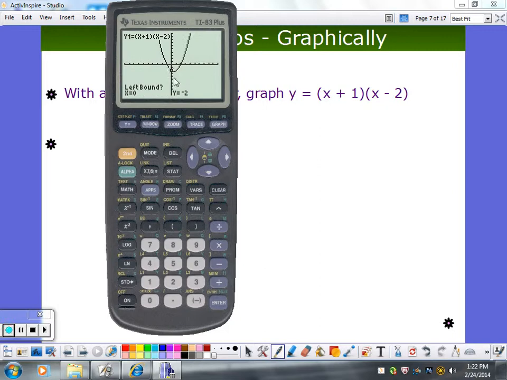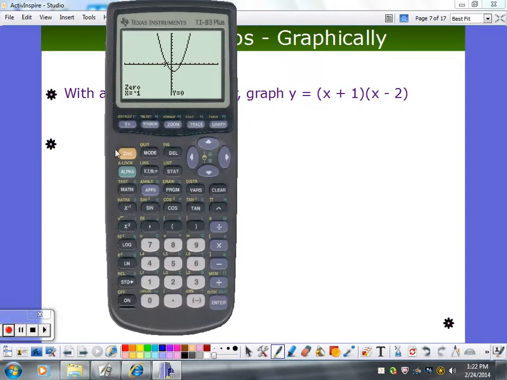And remember, you get this little blinking cursor, I call it the spider. It says left bound. So you go a little bit to the left of the 0 you want to find. You press enter. Then it says right bound. You go a little bit to the right of the 0. Press enter. When it says guess, you just press enter. It's going to tell you that's 0. That 0 is negative 1. How do you find the other one?